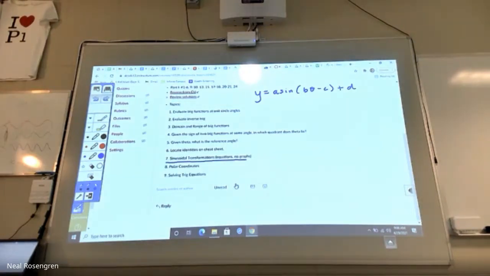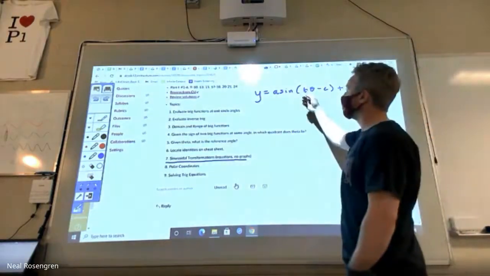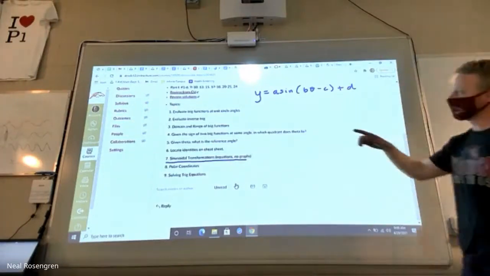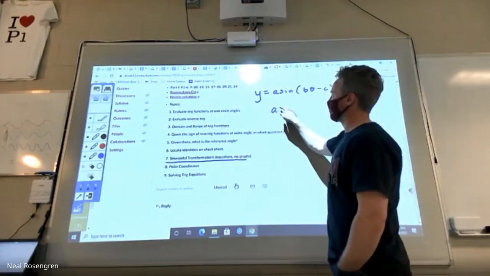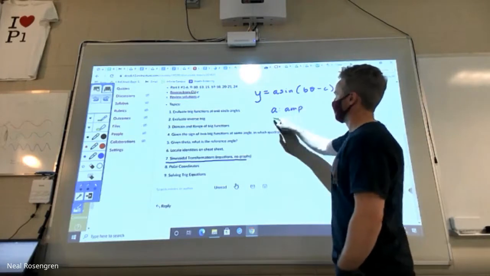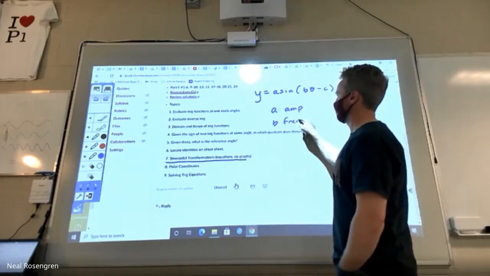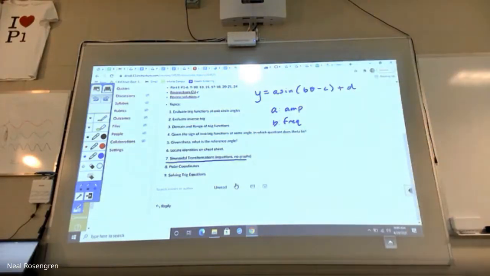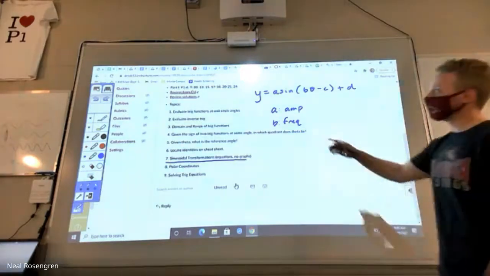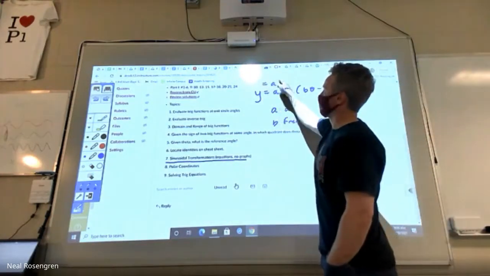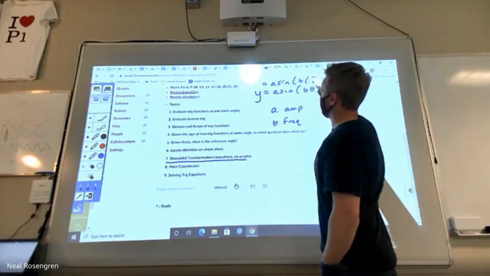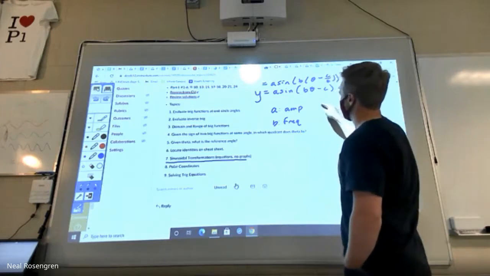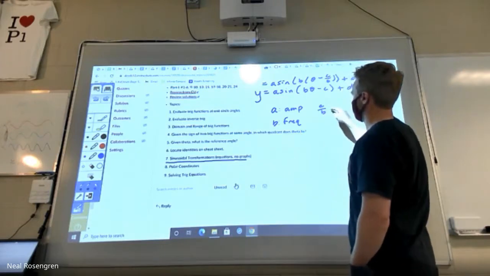Okay, where they don't factor out the B, the frequency, that makes it a little bit trickier. Right, A is your amplitude, B is your frequency. The phase shift isn't C. The phase shift is when they actually do the right thing. They factor the B out. C over B, that's your phase shift.